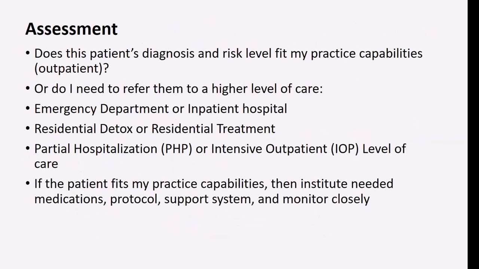So, assessment. Does this patient's diagnosis and risk level fit my practice capabilities? So here we are potentially with the implementation. As we're learning things here, starting to put it together: can I do this? Or do I need to refer them to a higher level of care, like the emergency department or inpatient, residential detox, residential treatment, PHP, IOP? If the patient fits in practice, then go for it. Institute needed medications, protocol, support system, and monitor closely. We'll talk about what that looks like.